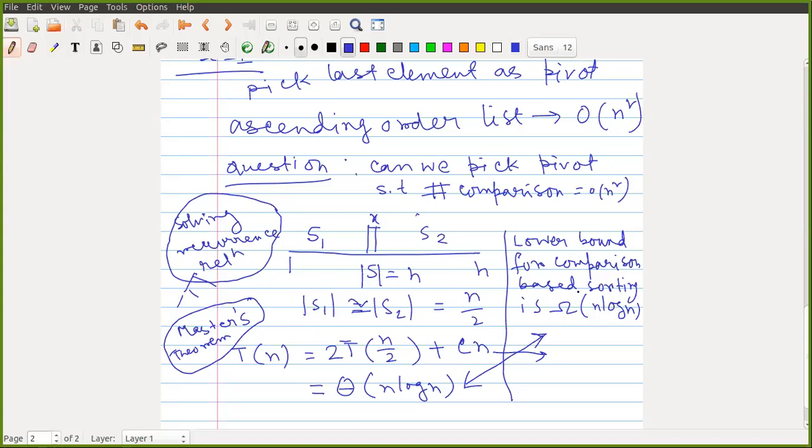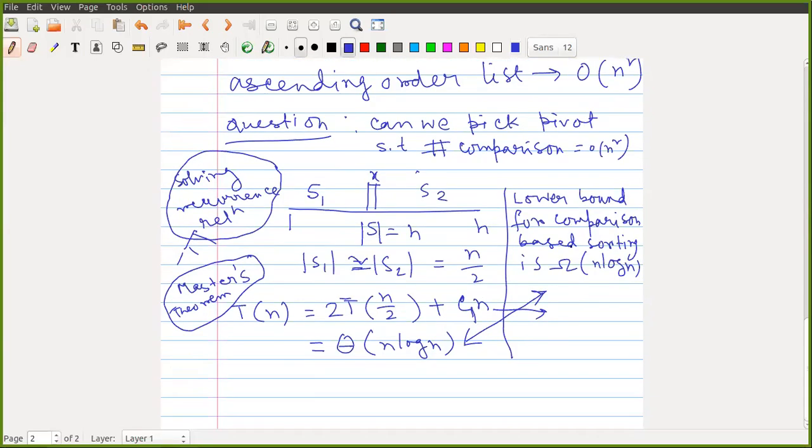Are you convinced that if we can find a pivot that breaks the original list into almost two equal half size sublists, then we indeed get almost an optimal bound, ignoring constant factors? So is this okay? Hello? This is okay. Yeah, yeah.